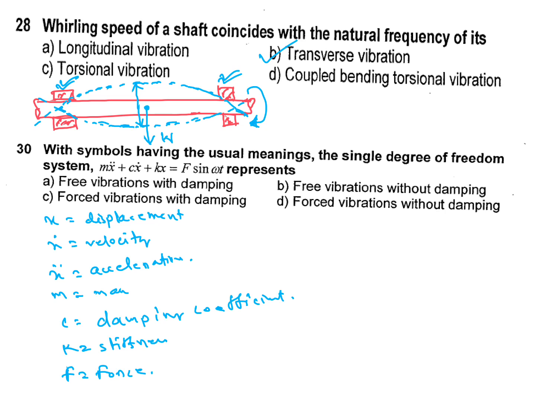So force applied, so it's not free vibration. Free vibration without damping. C is here, so this is also not possible. Then D, forced vibration without damping. C is there, so it's damping. So finally C is our answer. Forced vibration with damping. For forced vibration F is present, so forced vibration, and c is present, so it's damping condition.